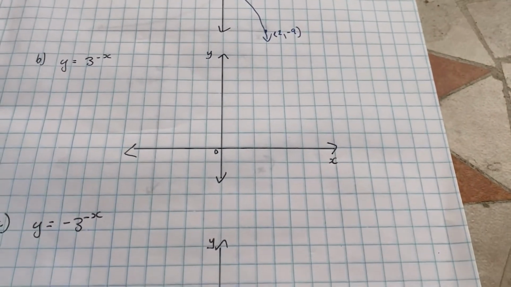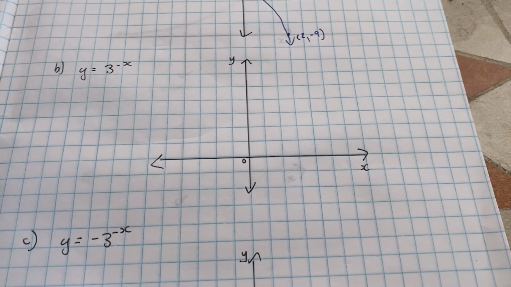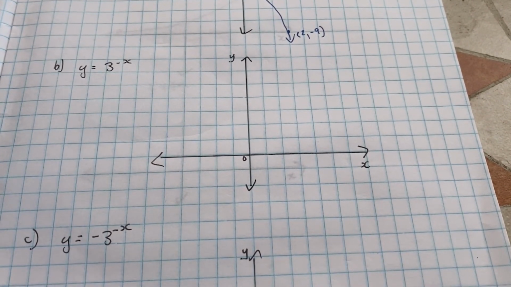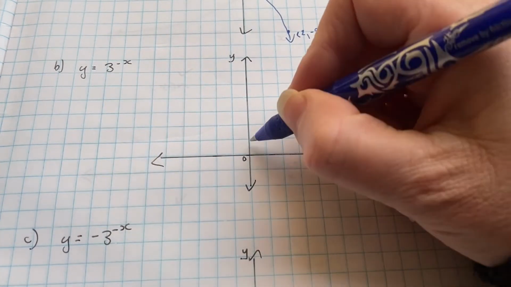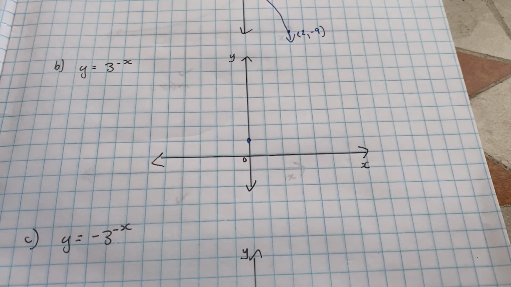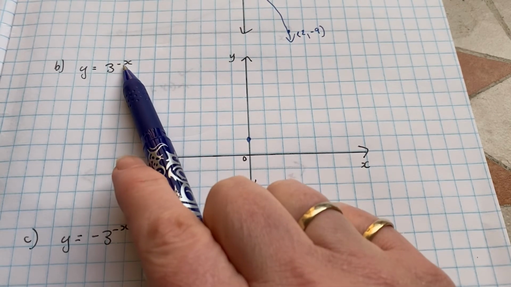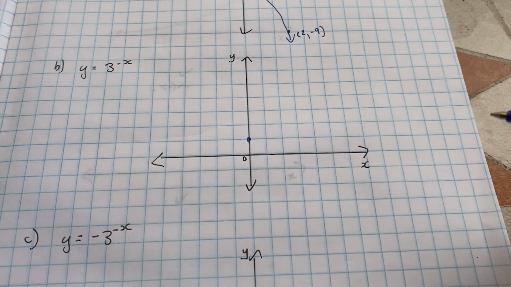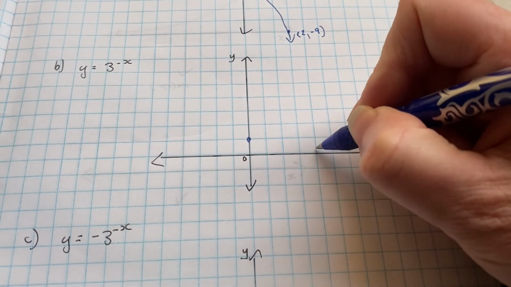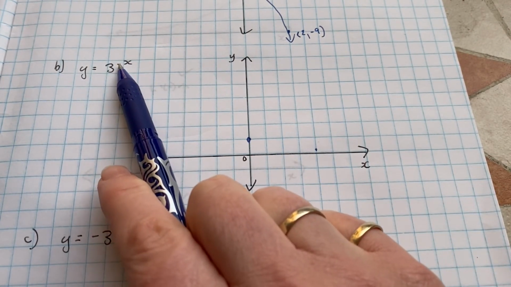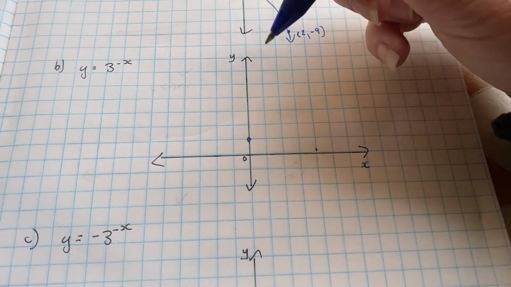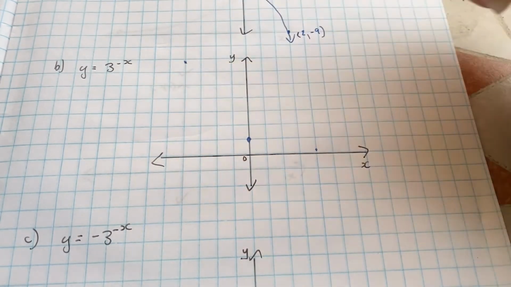Okay, the next one, 3 to the negative x. Now what you might remember is when we put a negative in front of the x, it flips everything through the y-axis. So let's try it. So if x is 0, again, 3 to the 0 is 1. There it is there. If x is positive 2, we've got 3 to the negative 2, which is 1 on 9. If x was negative 2, we've got 3 to the negative of negative 2, which is 3 squared. So right up here at 9.